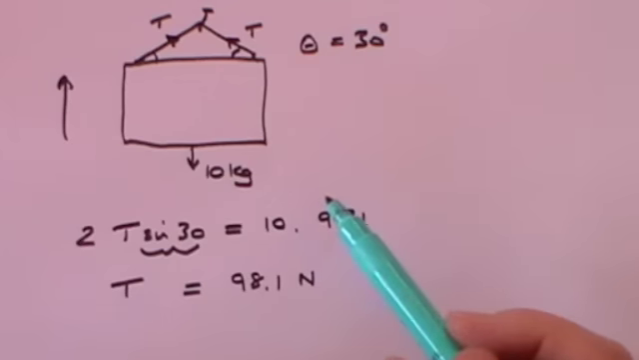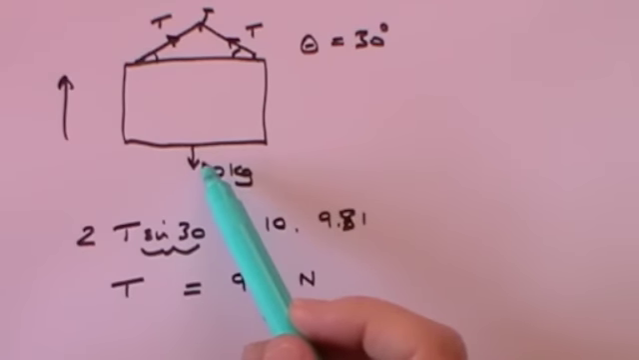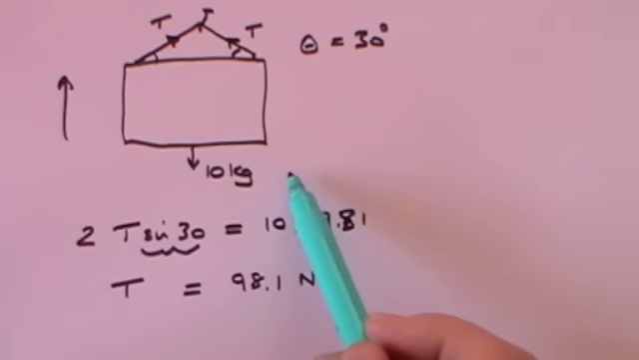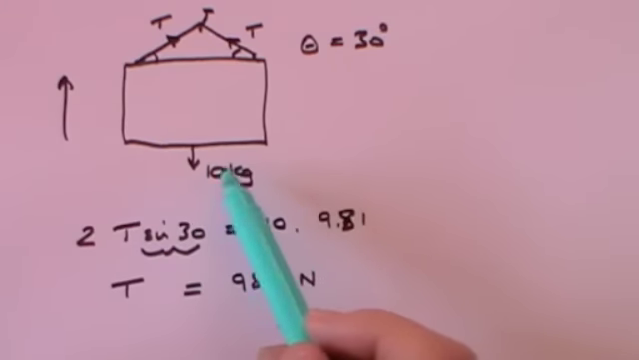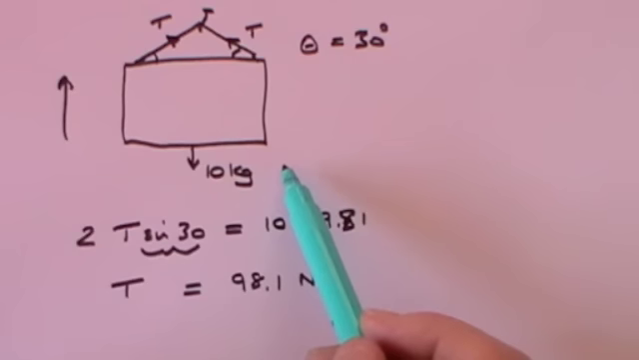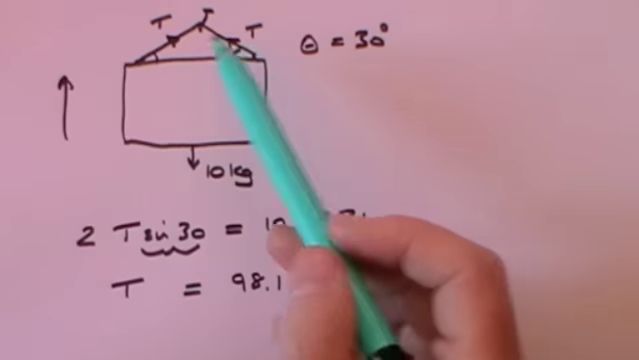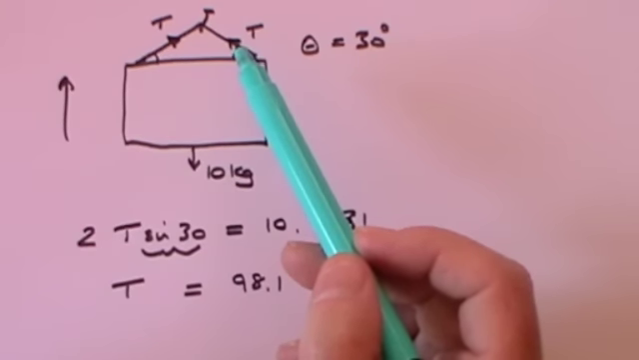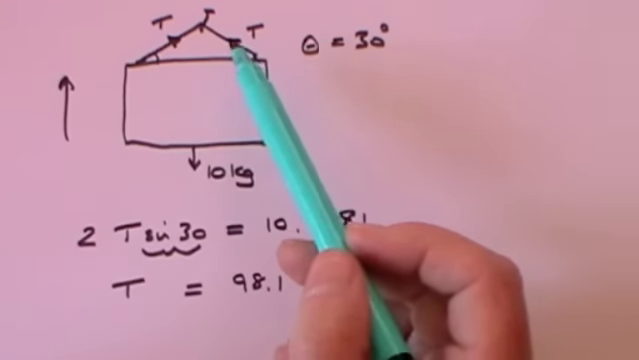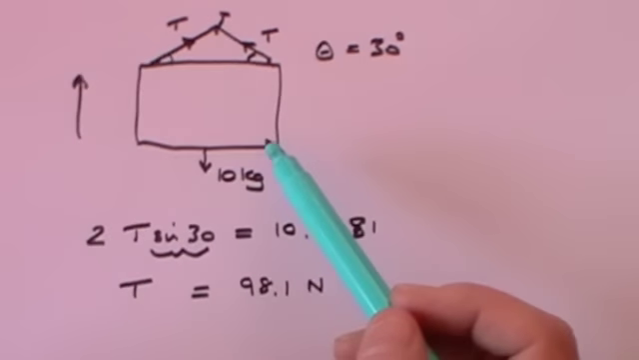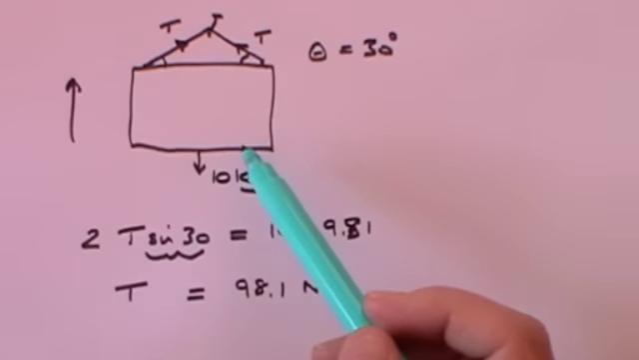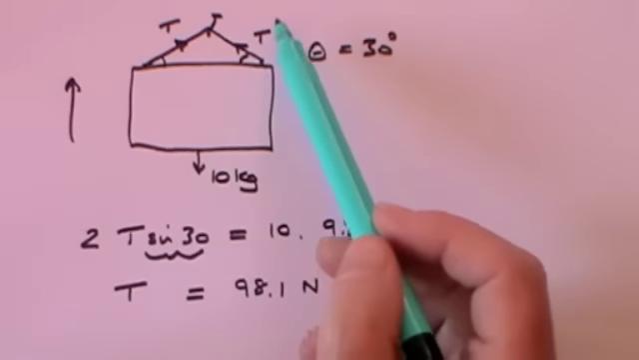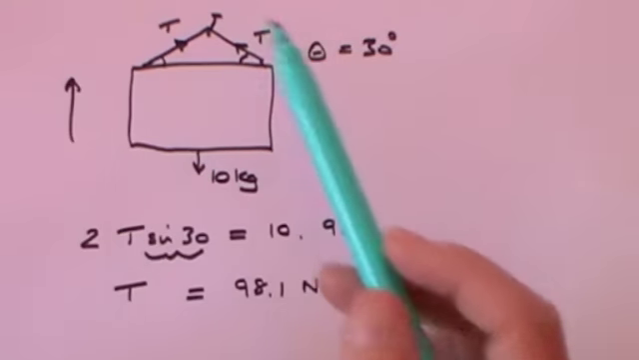And this is intriguing because the actual mass of the picture is 10 kilograms, so the force acting downwards is 10 times g, which is 9.81. So the force acting down is 98.1 newtons, and yet in each of these strings you have got a force of 98.1 newtons. You've got twice the force effectively in those strings than you have the weight of the picture. Why is that? Because the forces are acting at an angle, and only the component acting vertically counts.